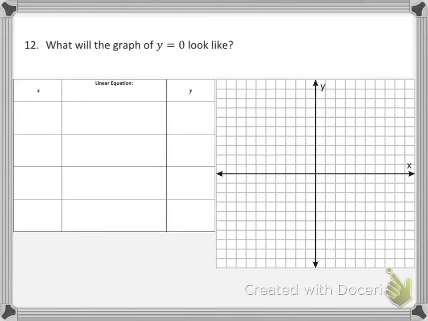Number 12, what will the graph y equals 0 look like? Well, y is always 0. No matter what x is, I'm not going to go up or down. So if x is -8, y is 0. If x is -4, y is 0. If x is 0, y is 0. If x is 3, y is 0. No matter what, y is always going to be 0, and the type of horizontal line I get, this one happens to be the x-axis. So whenever y equals 0, that's the x-axis.